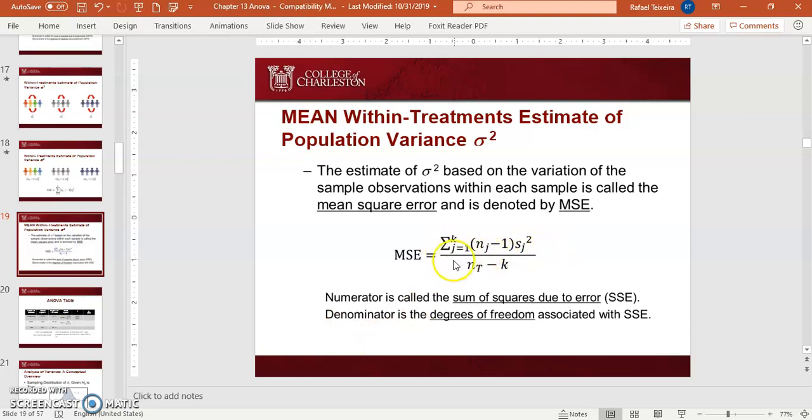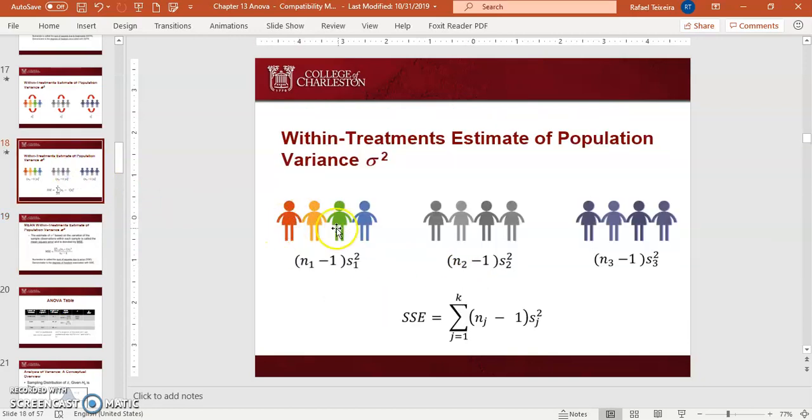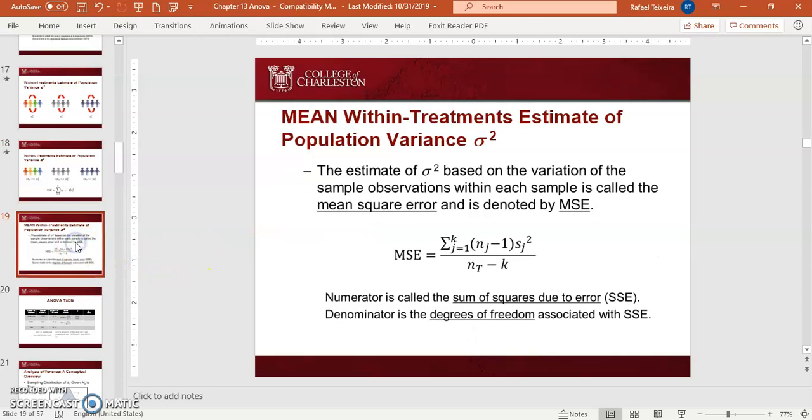And we divide by the total sample size minus the number of groups. This NT is the total sample size, the number of people in this group, in this group, in this group, so I have to sum all these observations. Remember, K is the number of groups. The denominator is also called the degrees of freedom associated with this sum of squares due to error.